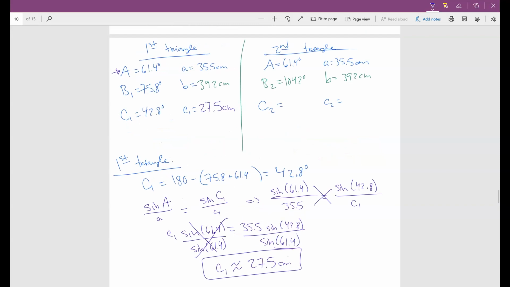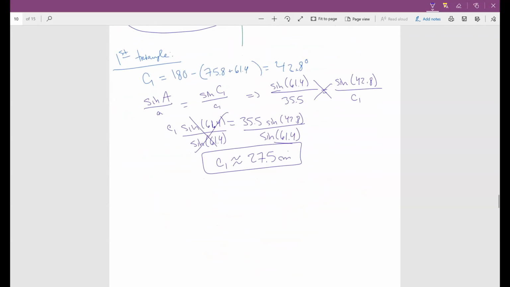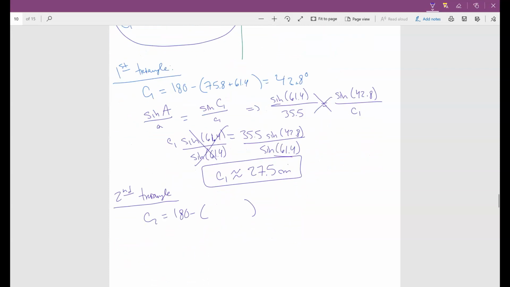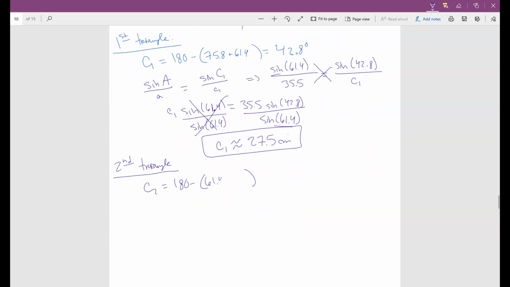Okay, so now I have the first triangle. So this is the whole set of measurements of the first triangle. Now we've got to do the second triangle. For this one, C2 is going to be relatively easy to find. We're going to take 180 minus the sum of the measurements, which are 61.4 and 104.2. So 180 minus 61.4 plus 104.2. That's going to give me 14.4 degrees. So really small angle.